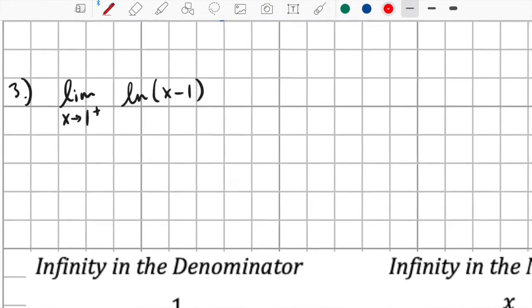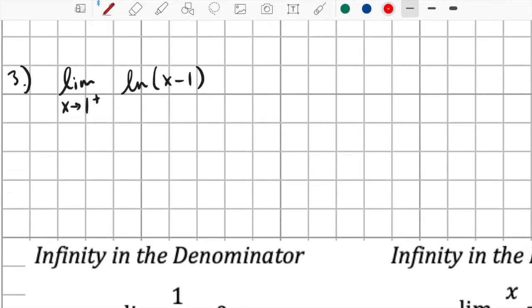Let's look at this one. Limit as x approaches 1 from the right of natural log of x minus 1. So natural log of x minus 1 is one of the graphs that you need to know. Actually, natural log of x by itself. But the -1 tells me that the graph has been moved 1 unit to the right.